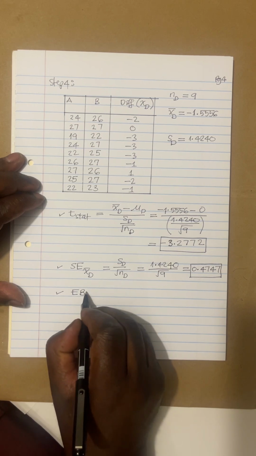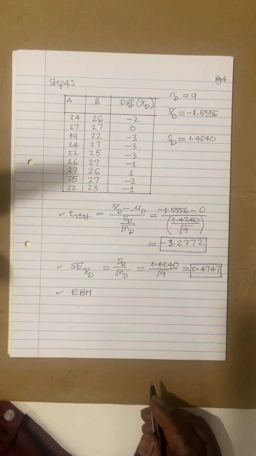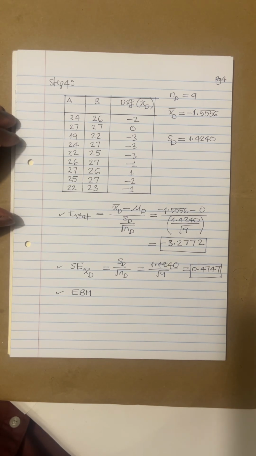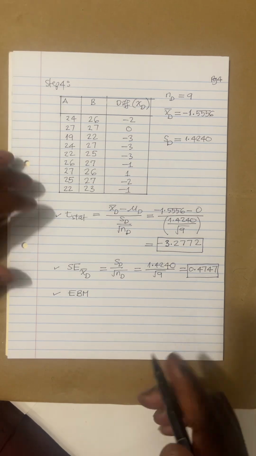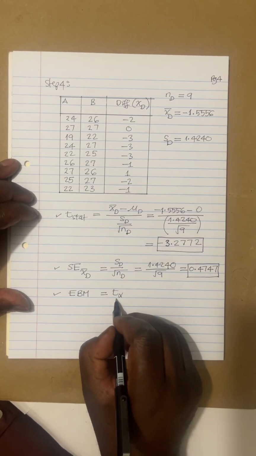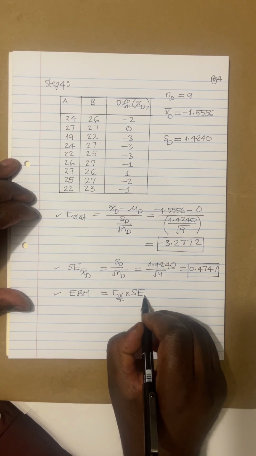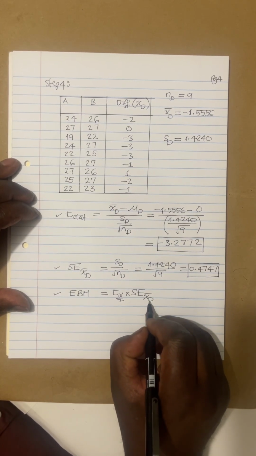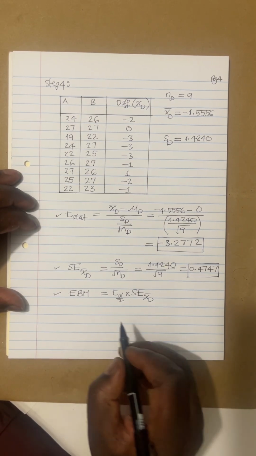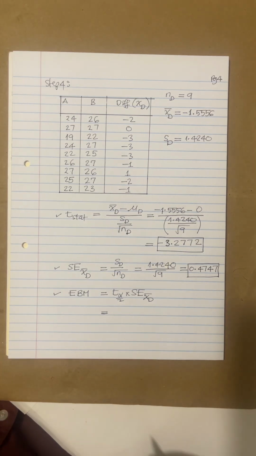Some lecturers don't like to compute that. They like to compute everything together when you're determining the confidence interval. But I like to separate it like this. So EBM is going to be your t alpha over 2 times the standard error of the mean of differences. So alpha over 2, we have that value. It's called the critical value.